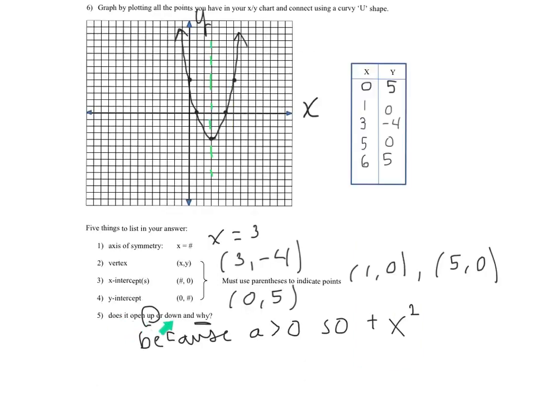So this parabola opens up, and why? Because A is greater than 0, which means A was positive. So that means that we had a positive x squared to start out with.